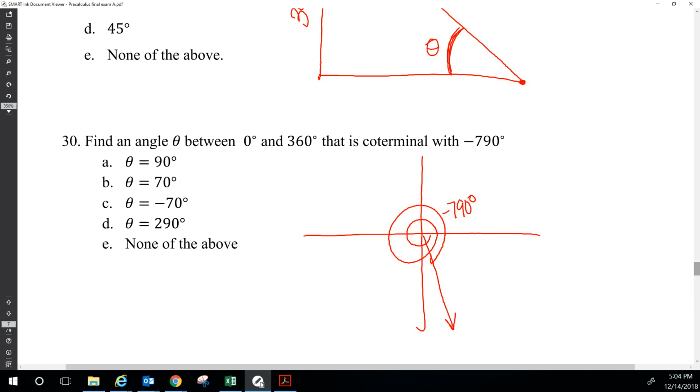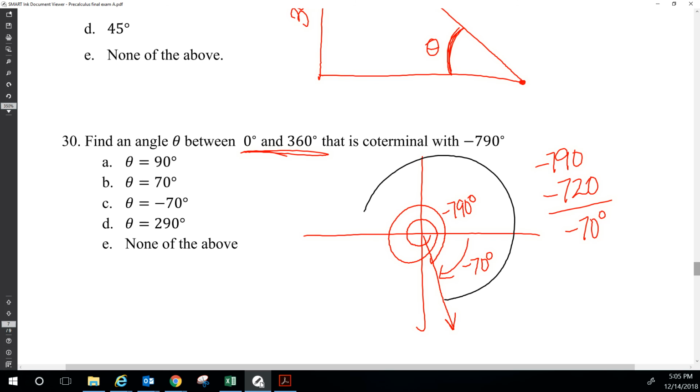So going back the other direction, I want to find something that's coterminal with it. Well, my first instinct was, this is how much more negative 790 is than twice around, which would be negative 720. And I said, okay, negative 70 degrees, this angle. Negative 70 degrees is coterminal, and notice they gave it to you here to kind of throw you off. But is negative 70 between 0 and 360? It's not. So we have to keep going one more rotation around.